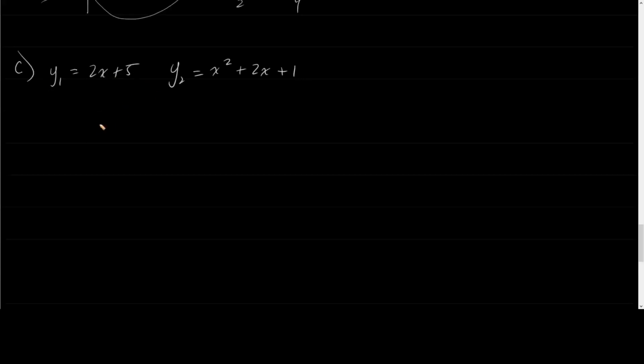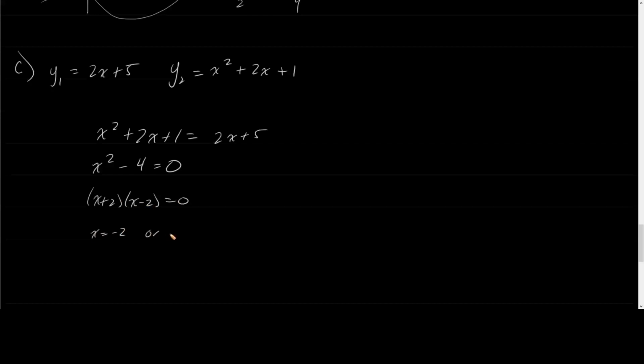So let's say I've got x squared plus 2x plus 1, set it equal to 2x plus 5. Move everything to the same side. x squared minus 4 is equal to 0. Right, subtracted 2x, subtracted 5. And factor, so x plus 2 times x minus 2 equals 0. So x equals negative 2 or x equals 2. All right, so that gives us where they intersect, at negative 2 and at positive 2.